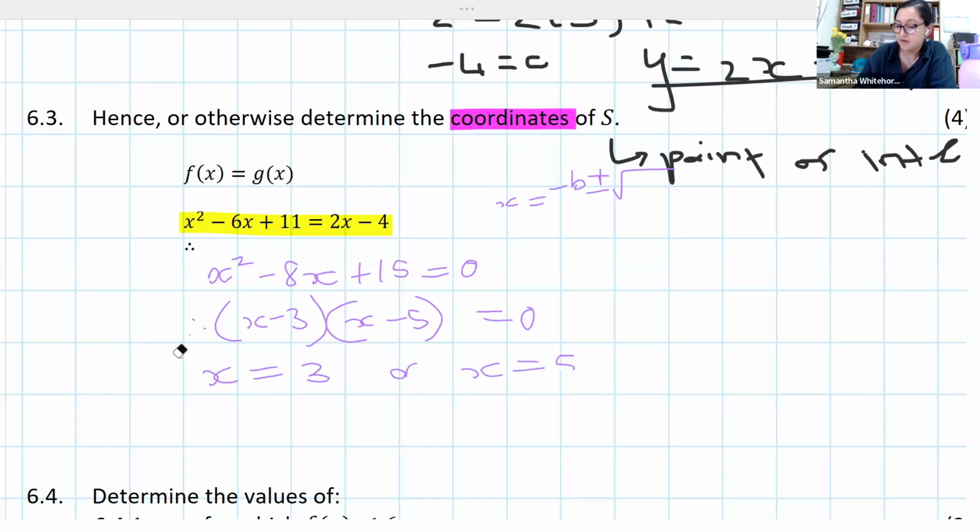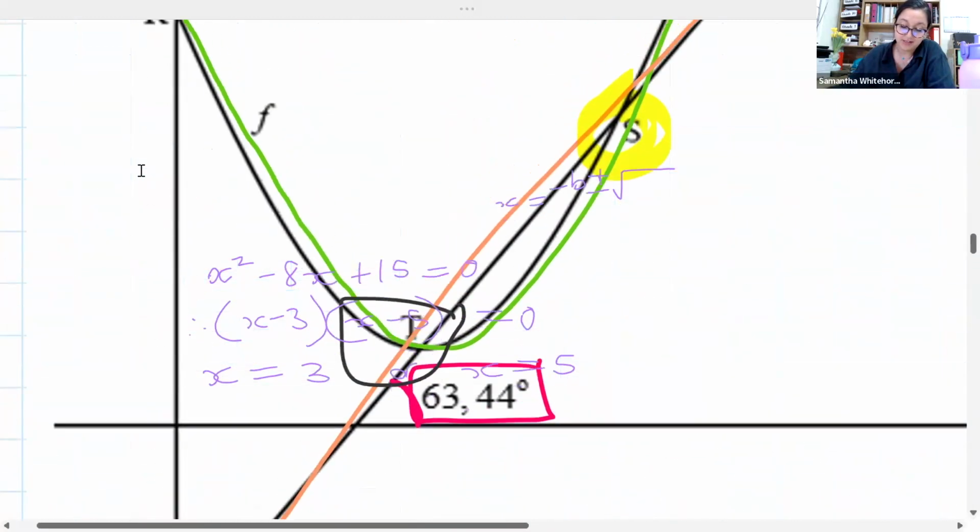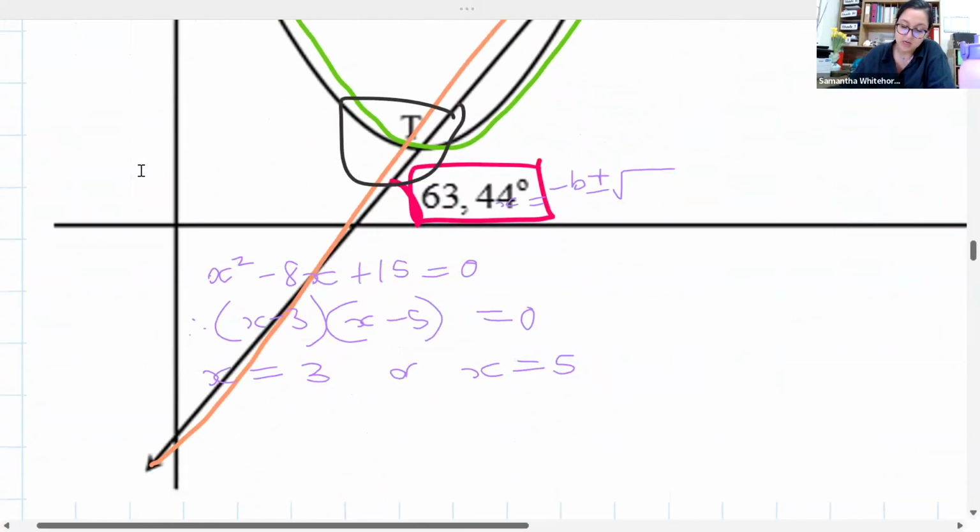Now, if we just go back up to our graph, cool, just ignore the writing. That's going to stay with us apparently.